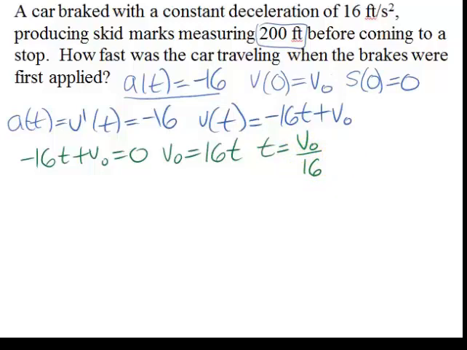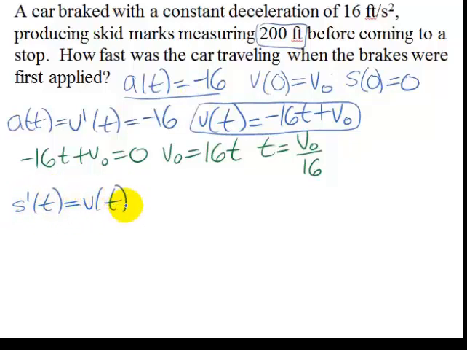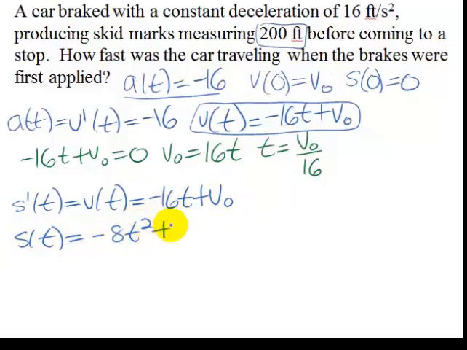Now, having that information, let's find a position function from velocity. Here was our velocity, and we know that the derivative of position equals velocity. So that's negative 16t plus v naught. A position function is going to be the antiderivative of that. That's going to be negative 8t squared plus v naught t. And we can put plus an initial position, but that's going to be 0. If we put 0 in here, we get 0, so we don't need to put that on the end. It was plus c, but we find that constant is 0.